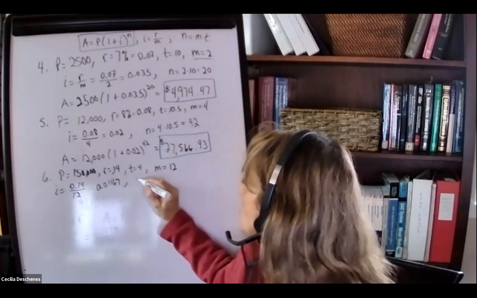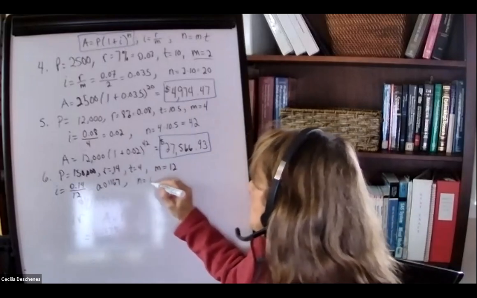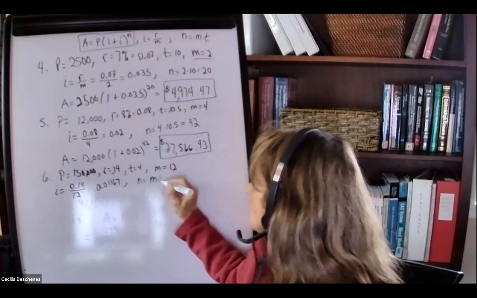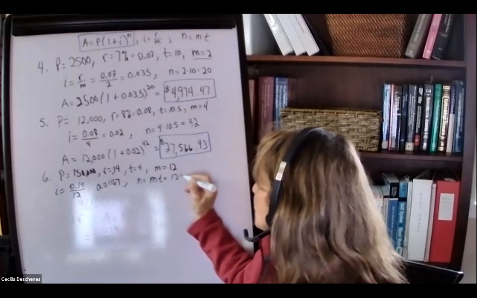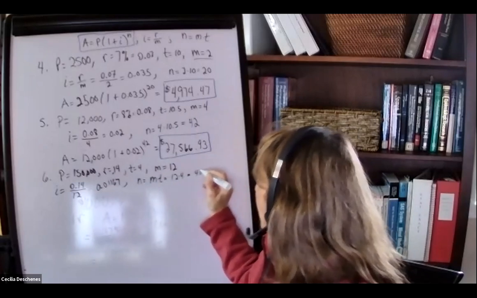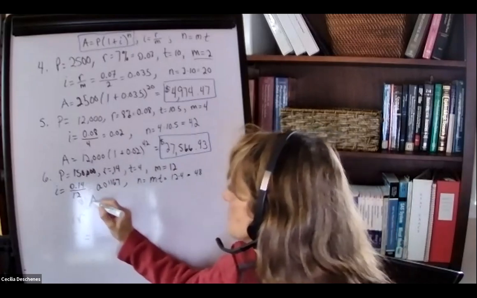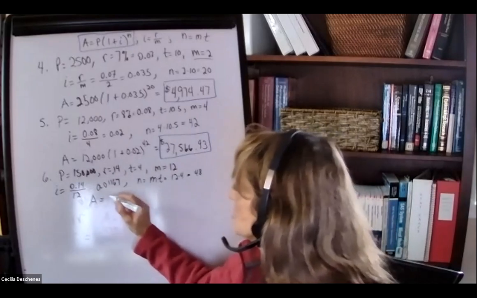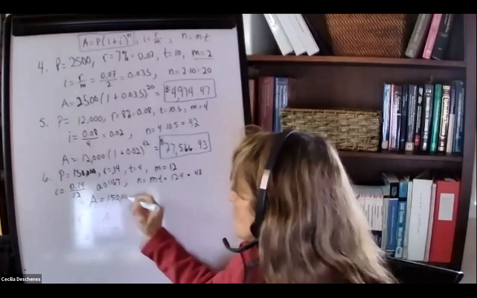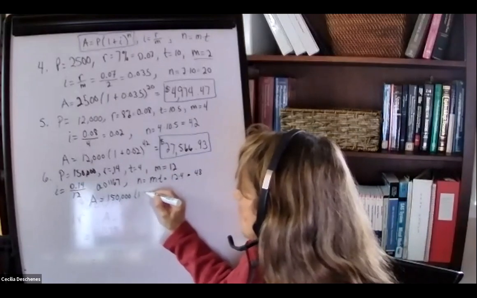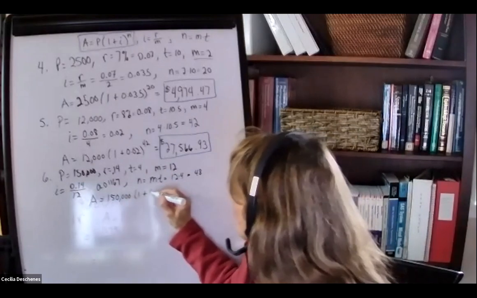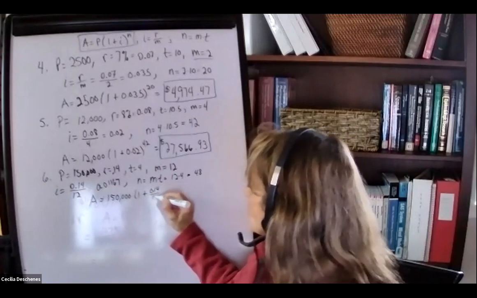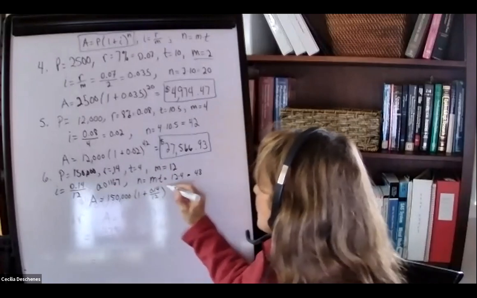And then the n is going to be the m times t, right? So 12 times 4 or 48. So let's get that amount now. Our amount is going to be that initial principal of 150,000 multiplied by 1 plus I, which is this 0.14 divided by 12, raised to the 48.